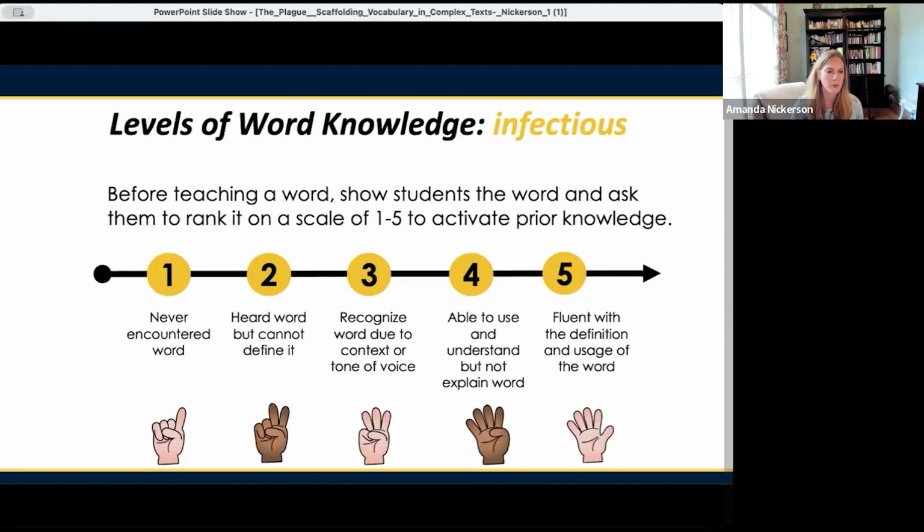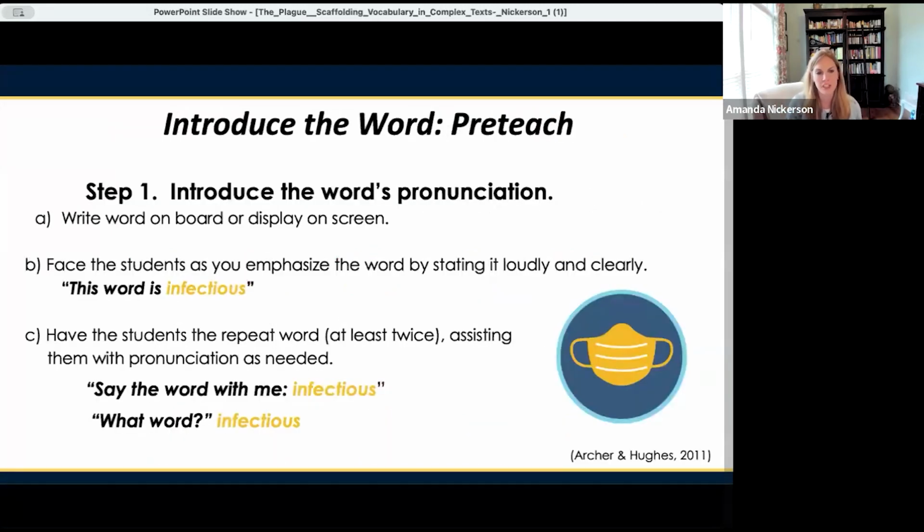So show me a number one on a piece of paper, right? They might even just kind of fill out a scale. Younger 6th grade students might just put a number 1 in front of them and show you how familiar they are on a scale of never encountered the word to I'm fluent with this definition and I use it, right? And then I'm going to begin to pre-teach.